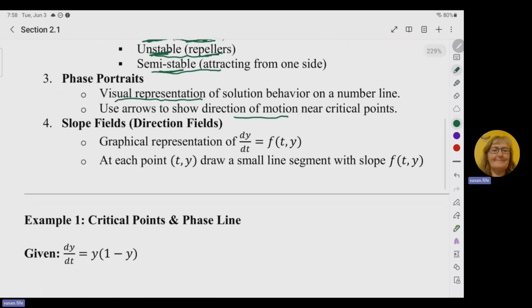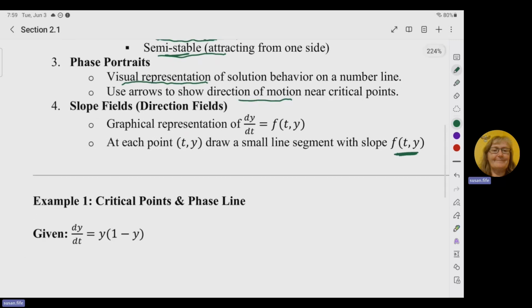And then we'll do a direction field, also called a slope field, which is our graphical representation of dy over dt equals a function f of t, y. And to do your slope field, you would draw a line segment for each value of f of t, y. We're going to do just a really quick sketch of the slope field, and I'll show you how to do that as well.